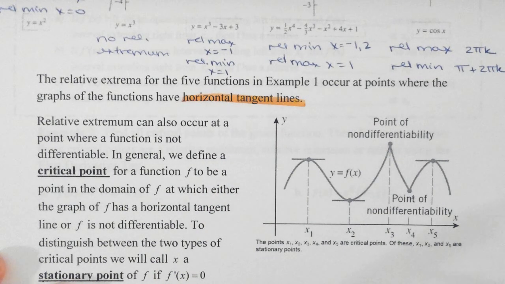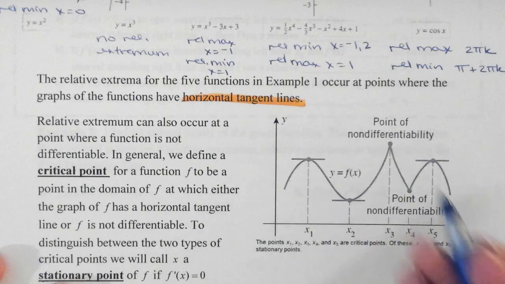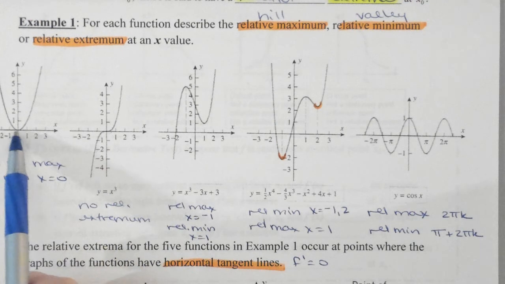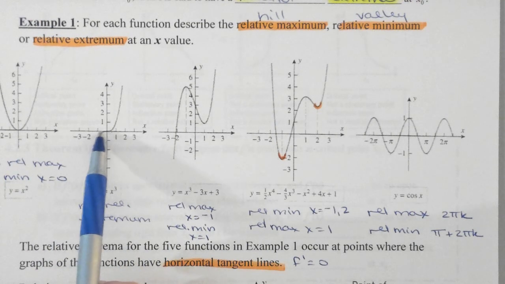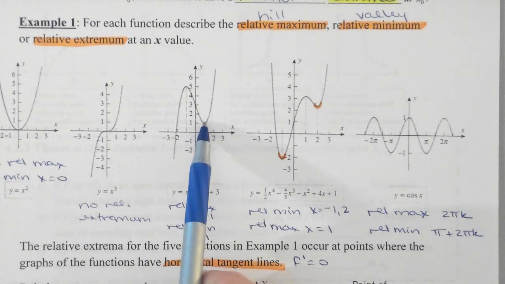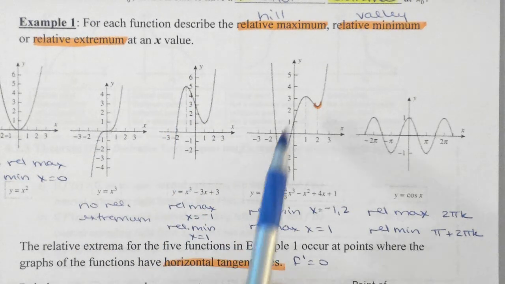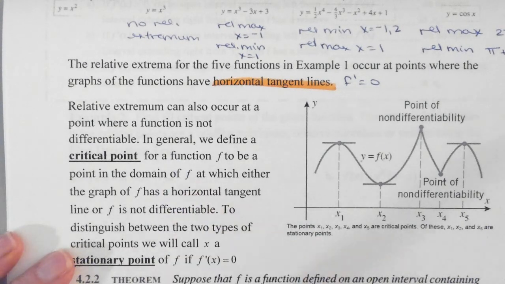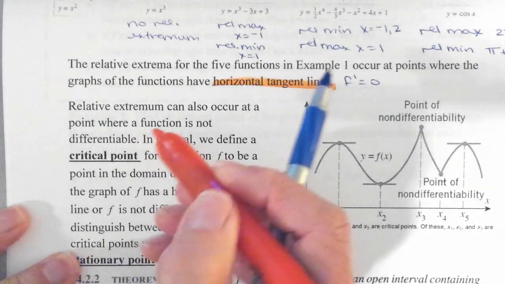Horizontal. The slope is 0, so that means f prime is equal to 0. Right? So let's look. Here, f prime is 0. This could not be classified because this was an inflection point, so this was just a little bit unique. F prime is 0. Everybody good? Okay.